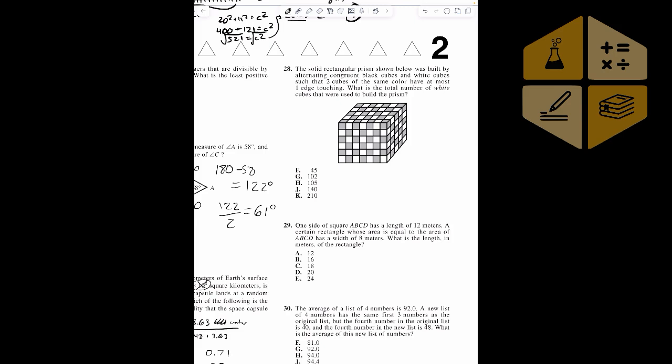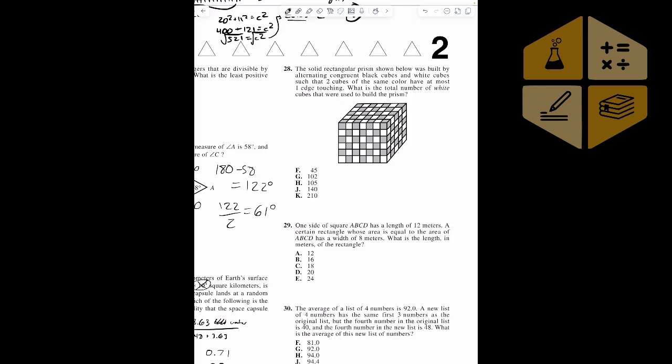Okay, 28. The solid rectangular prism shown below was built by alternating congruent black cubes and white cubes, such that two cubes of the same color have at most one edge touching. What is the total number of white cubes that were used to build the prism? In other words, there's an equal number of white and black cubes in this prism. If I can find the volume of this prism, that's going to tell me the number of cubes that are in it.